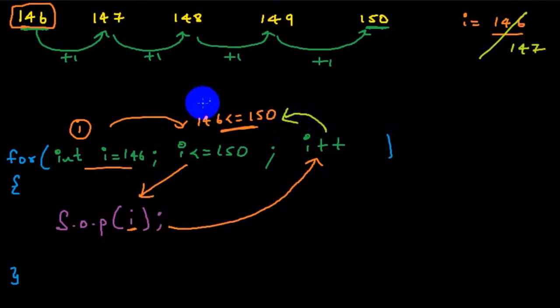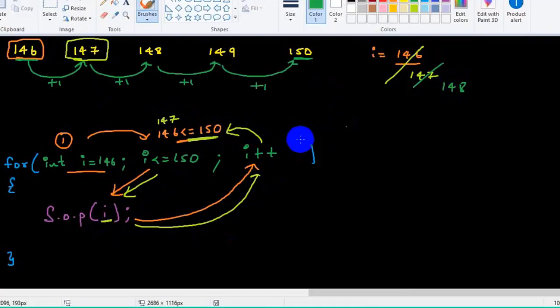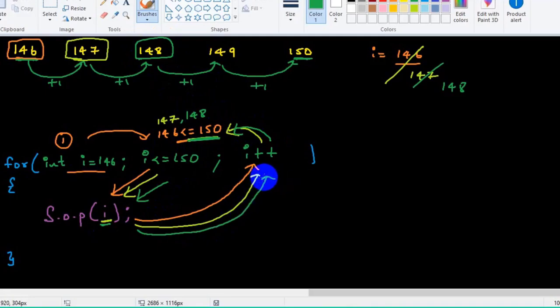After that, I check the condition again. Is 147 lesser than or equal to 150? Yes. Again, it comes inside. The i value is 147. That will get printed and the loop goes back. Now it is i++. i++ meaning it will become 148. Then I check the condition. Is 148 lesser than or equal to 150? True. Again, control comes inside. 148 will get printed. Control will go back to i++. Once the control goes back here, the i value will become 149.